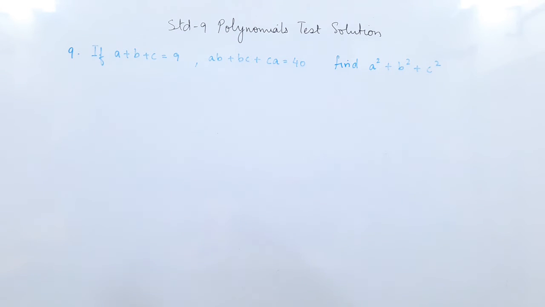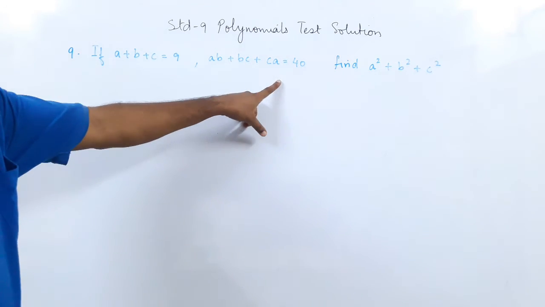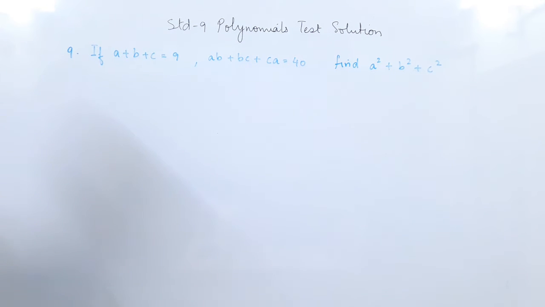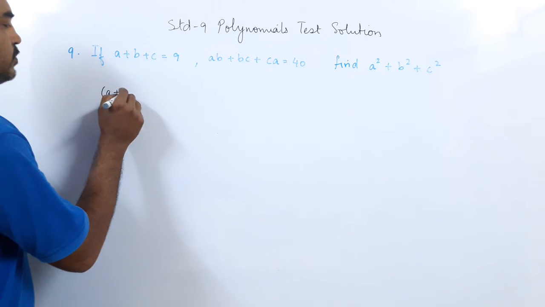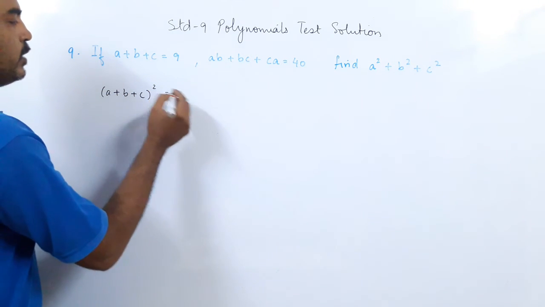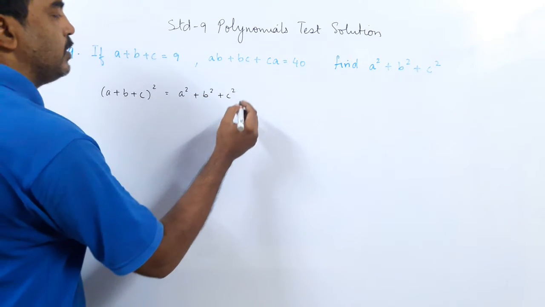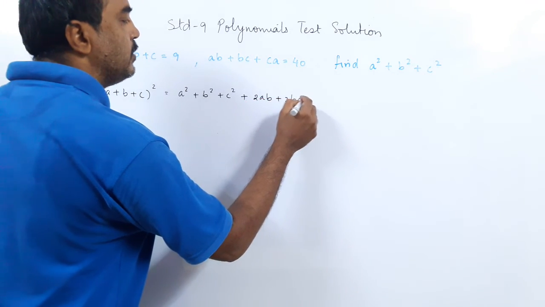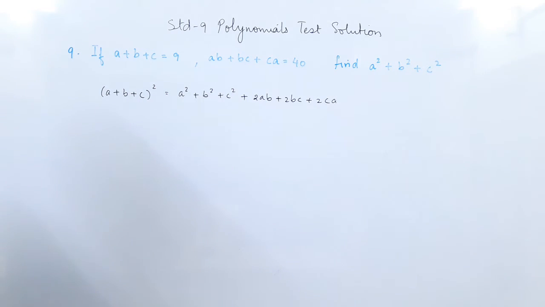The 9th sum: we have a plus b plus c equal to 9, ab plus bc plus ca equal to 40, find a square plus b square plus c square. So this sum is also very simple, but first you have to understand which identity. So we use this identity: (a plus b plus c) the whole square is a square plus b square plus c square plus 2ab plus 2bc plus 2ca. If you know this identity, you have already got your answer.